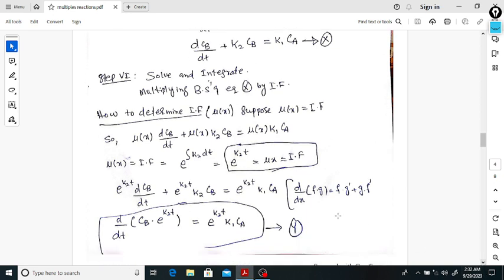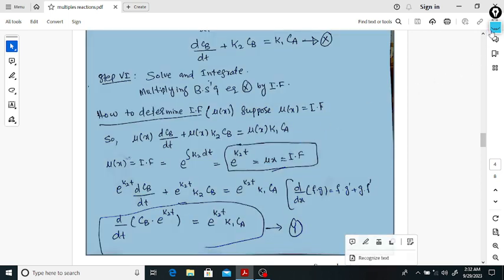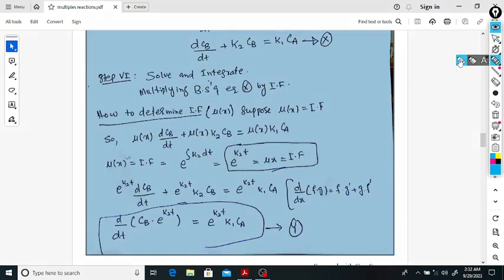Here the integration factor is e to the power k2t, because this mu of x is nothing but e to the power k2t.